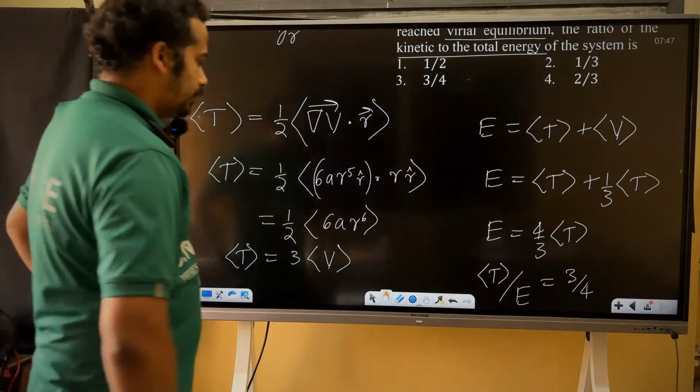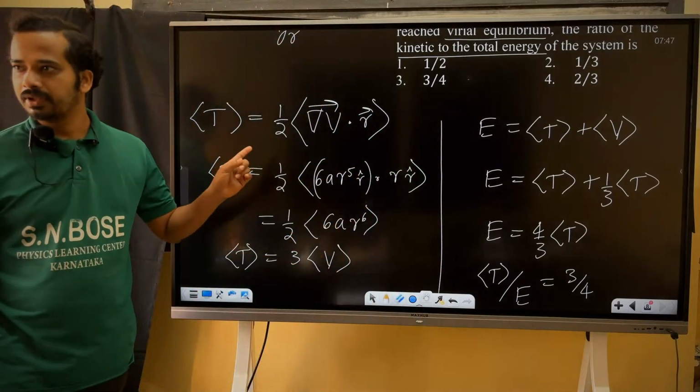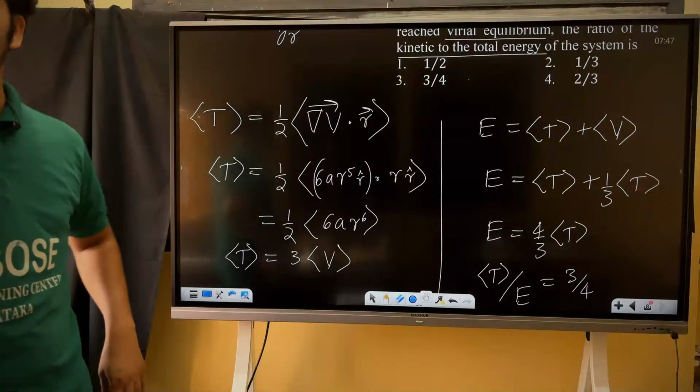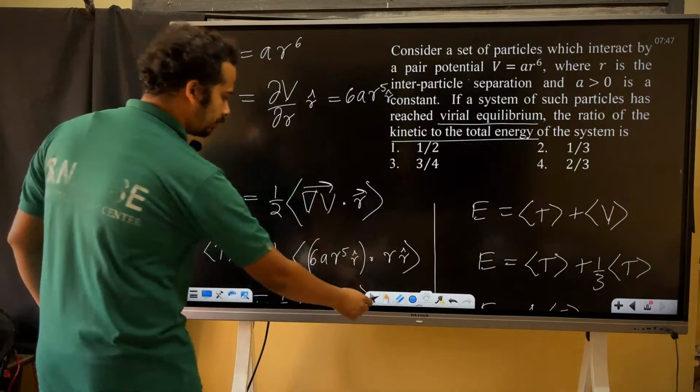I found this question is a bit frequent. I mean, in all exams together, here and there I found this question. In the JEST exam also I found two to three questions. Can you do it? This expression must be remembered.